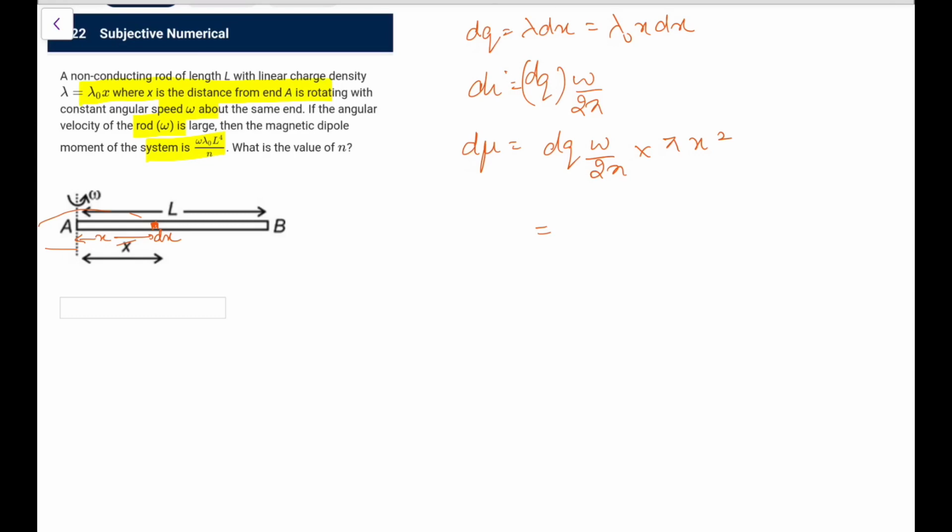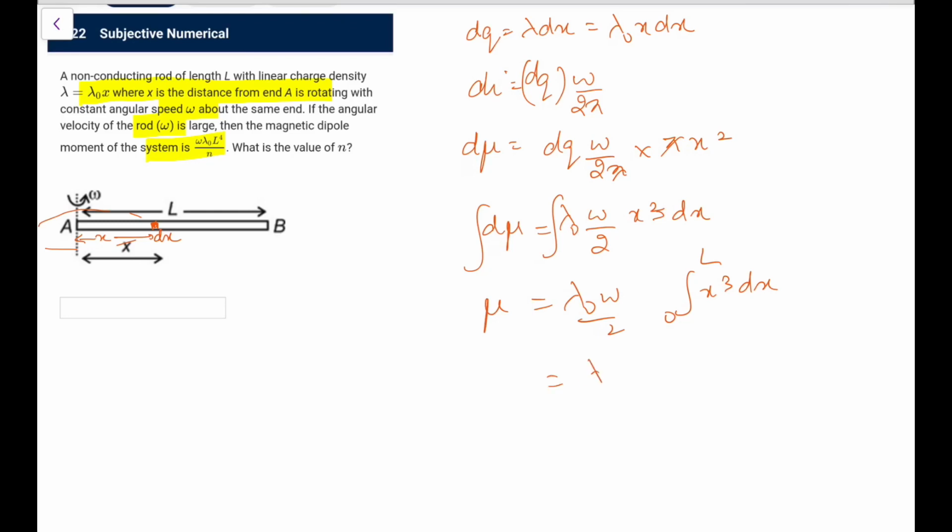If I write it completely, π and π cancel, giving x² λ₀ and again x, so x³ dx. For the complete integration, λ₀ω by 2 ∫x³ dx with limits from 0 to L. This will be the complete μ. So λ₀ω by 2, this becomes L to the power 4 by 4. Going by this, it comes out to be 8 as per me, and this is the answer given.